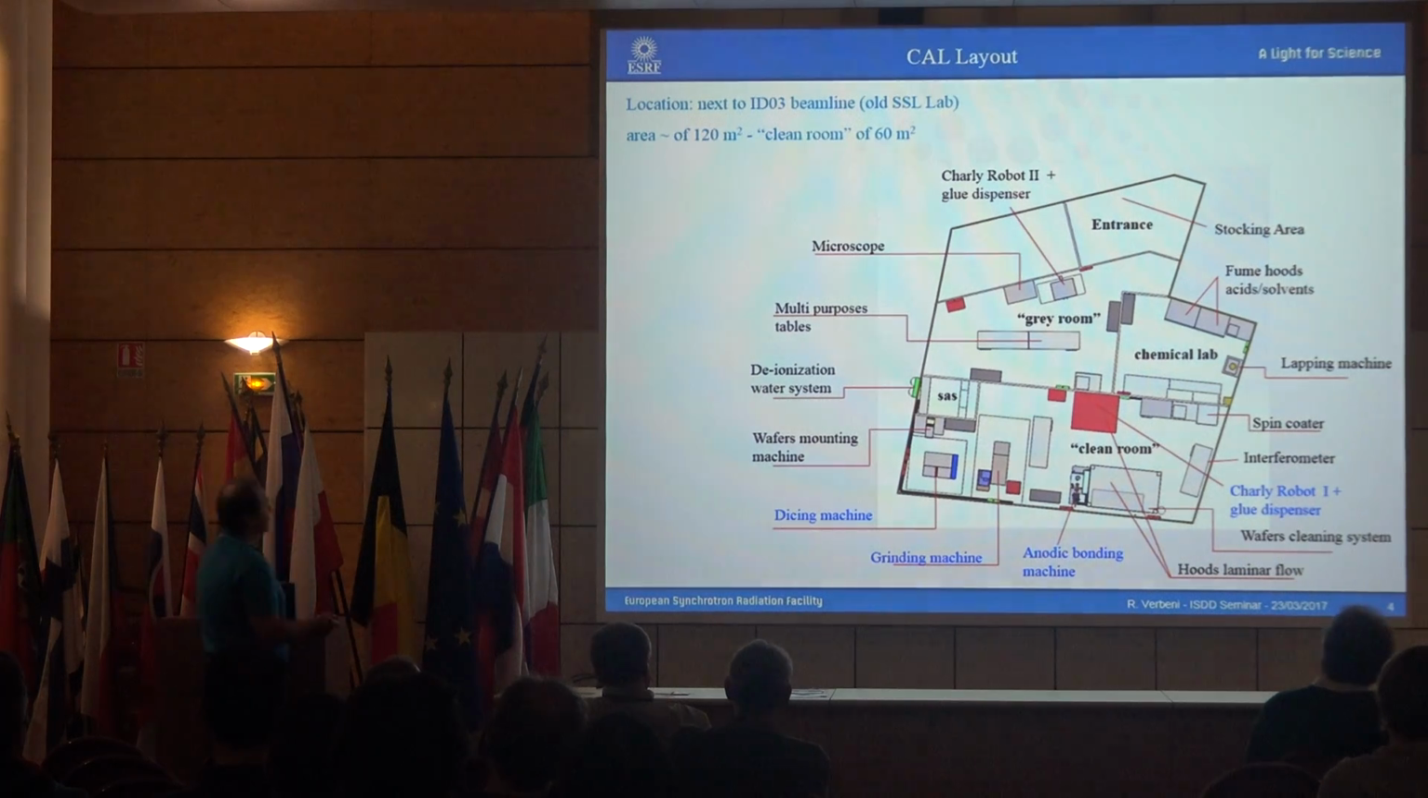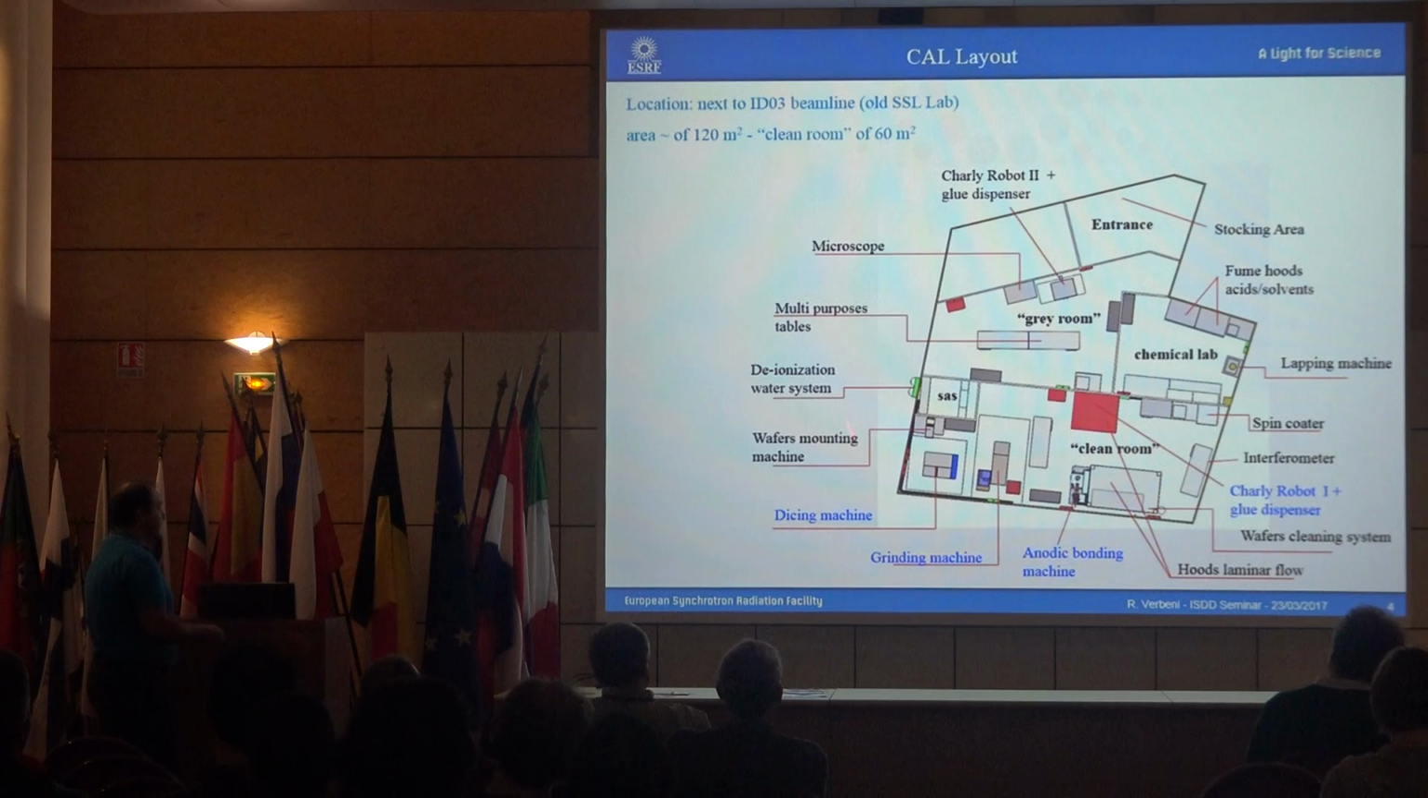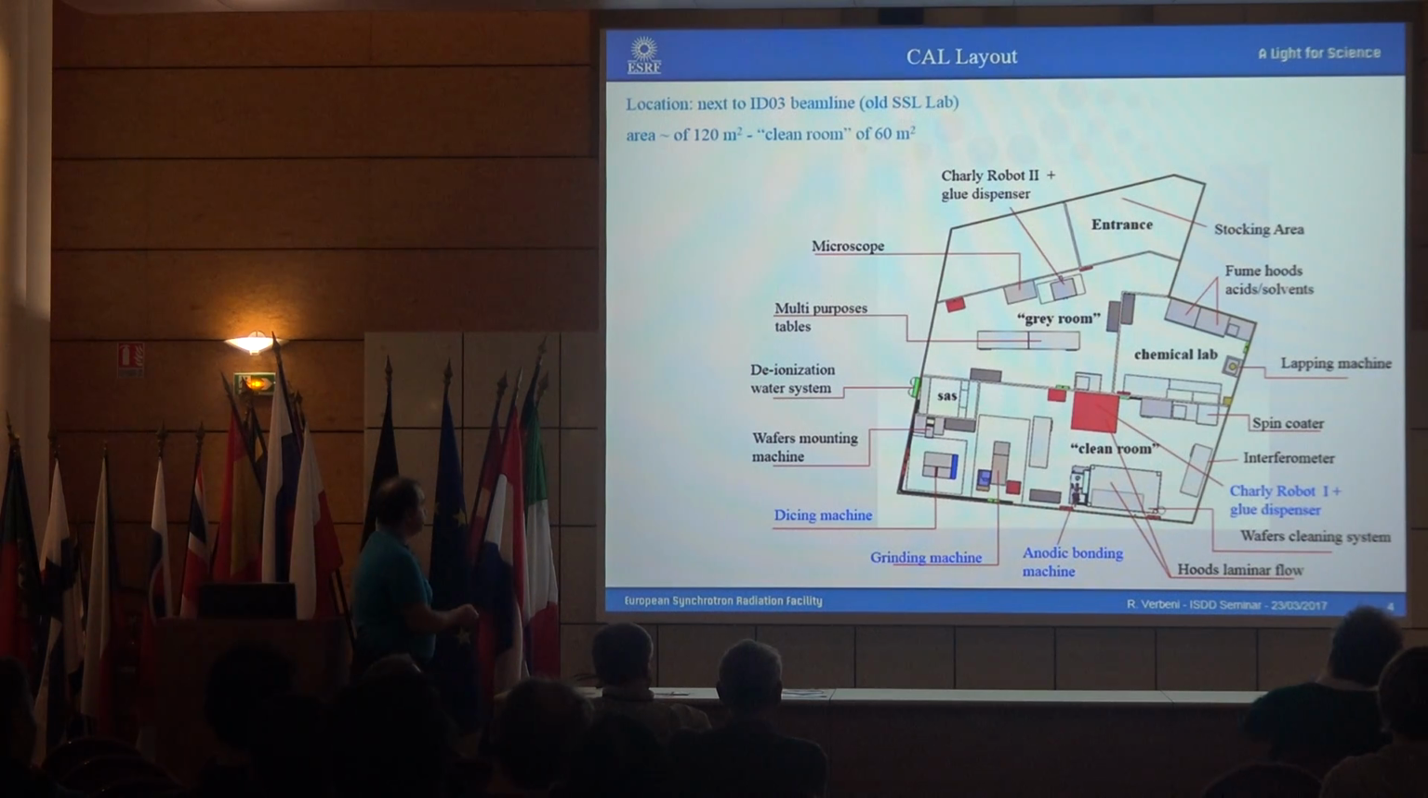This is the layout of the laboratory. The location is next to the ID3V9. It took the place of the old surface science lab. It's quite big. We have 120 square meters available, with a big clean room of 60 square meters. Basically, here you have the ring, you have the entrance. This piece here is only for the stocking area.